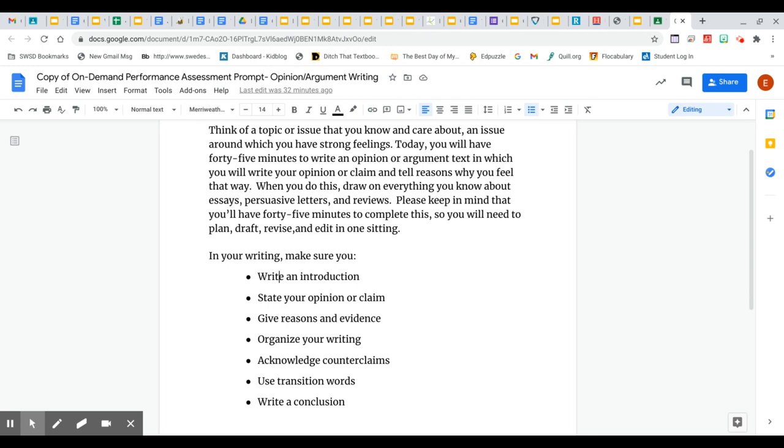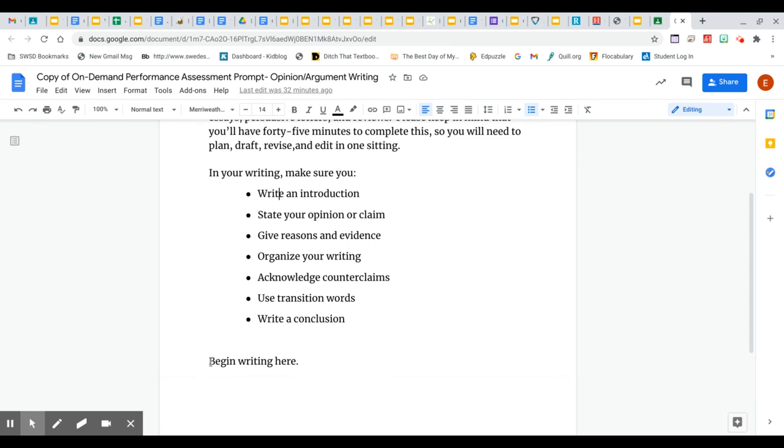Write about something you feel strongly about and try to make me feel strongly about that, okay, when I read it. Please do not get upset about this. Just do the best that you can. So you will begin writing underneath where it says begin writing here. How much time do you have? 45 minutes. So set a timer before you do this, okay? And I don't want you to get upset if you don't have a lot of writing, because that means you're in 4th grade and we're going to learn about persuasive writing, okay?